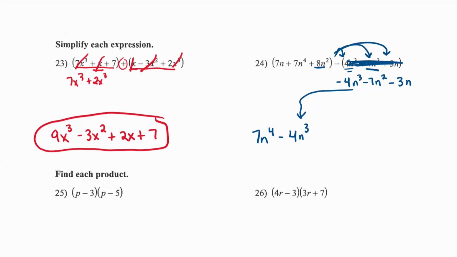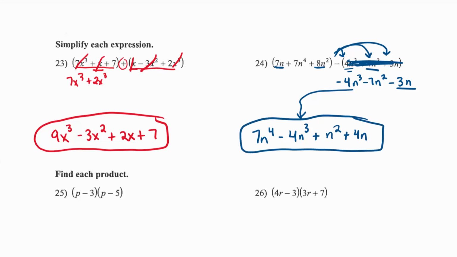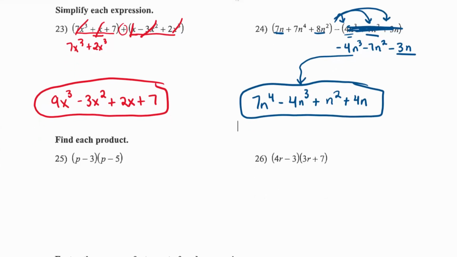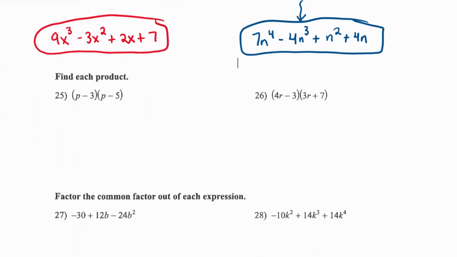So 8n squared and negative 7n squared together make a positive 1n squared. Distributing the negative actually lets us think about this as adding like terms again, which is nice. So then I look at 7n and negative 3n, and that gives me a positive 4n. So that's my answer. For products, we either use the acronym FOIL or we use the distributive property.